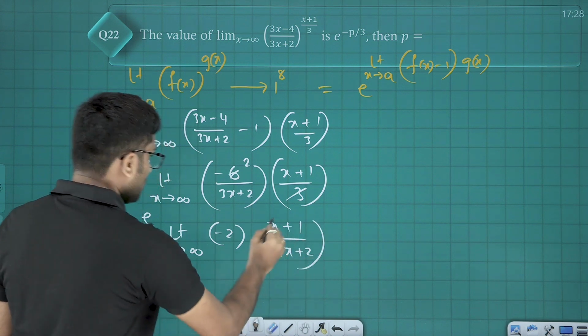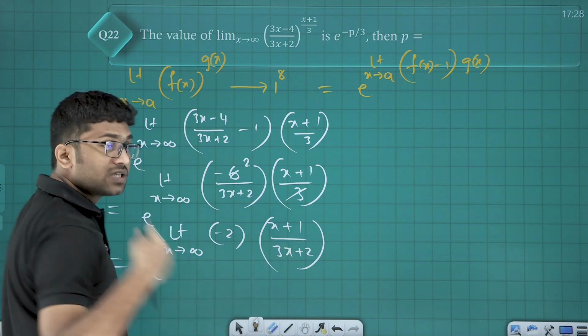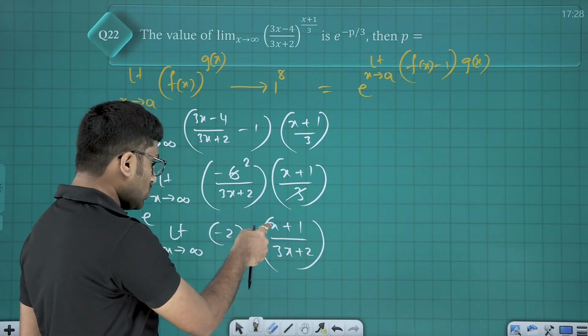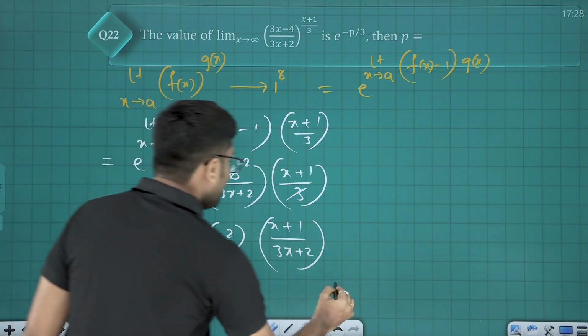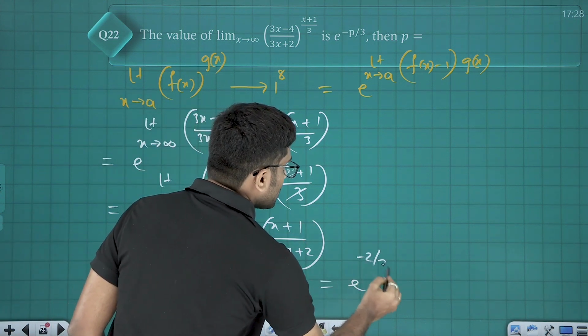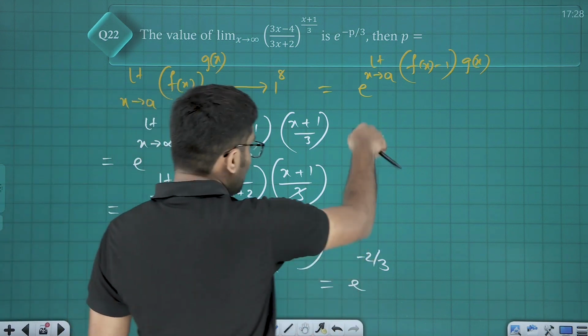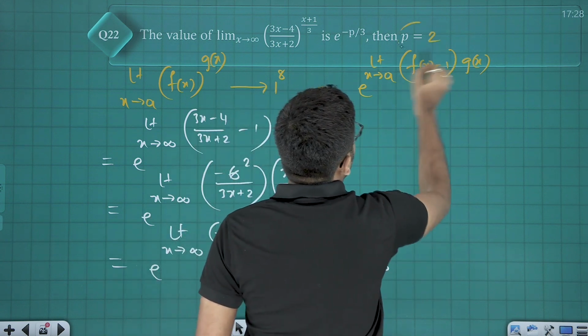X plus 1, when x tends to infinity, (x plus 1) by (3x plus 2) is approaching infinity by infinity. In that case we can do L'Hospital rule. If we do L'Hospital rule, 1 by 3 you get. So clearly this will be equal to e power minus 2 by 3. The answer is e power minus 2 by 3. But they said it is e power minus p by 3. So the value of p is 2.